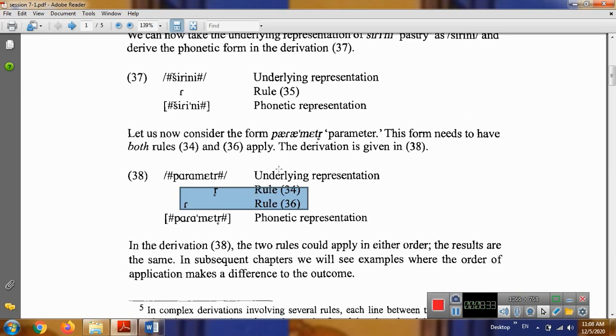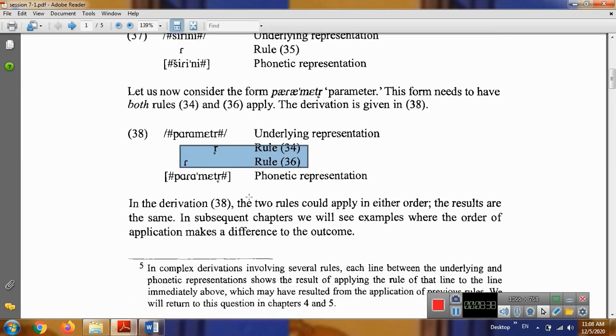But here the order of the rules is not important. Instead of the devoicing of ray first, we can have the flapping of ray first, and then the devoicing of ray. In the derivation of 13.8, the two rules, devoicing and flapping of trail ray, could apply in either order. It is not important. They can come in either order. The results are the same.